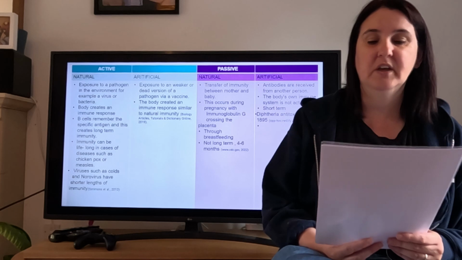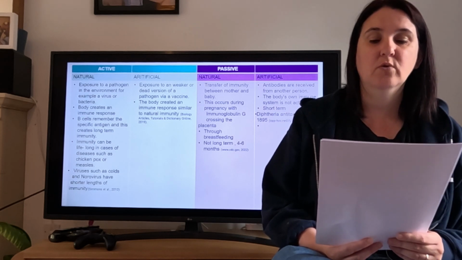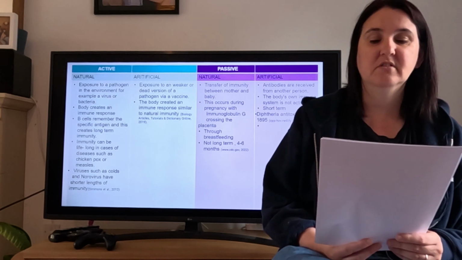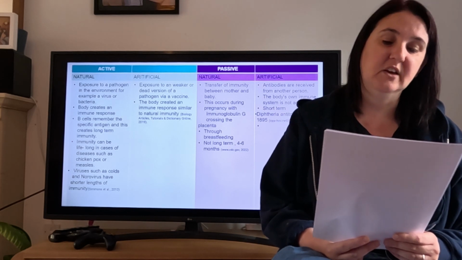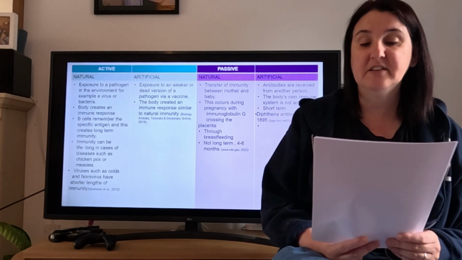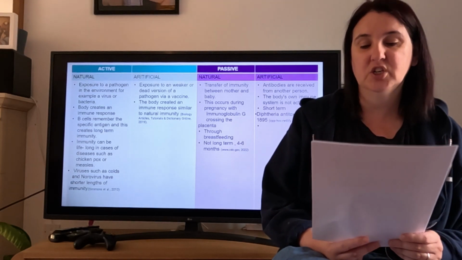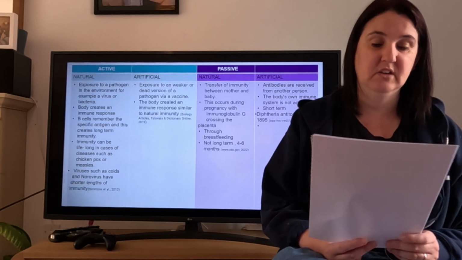Immunity can be lifelong in cases of disease such as chickenpox and measles. Viruses such as colds and norovirus have shorter lengths of immunity. It is believed that immunity to norovirus can last between 6 months and 2 years. Artificially acquired: the body creates antibodies to a pathogen through vaccination. A dead or weaker version is injected and the immune system response is similar to that of natural immunity.